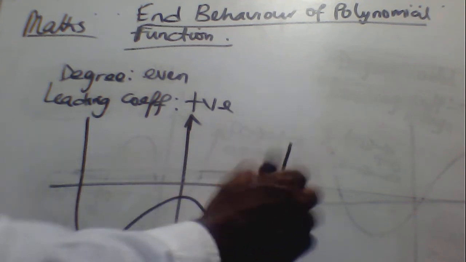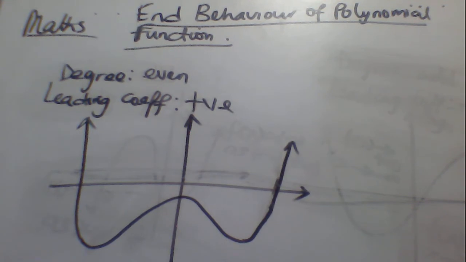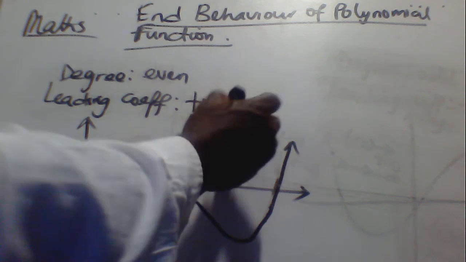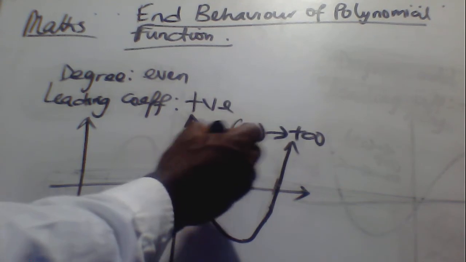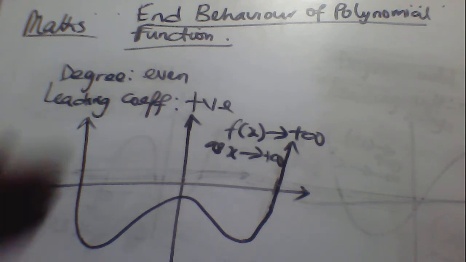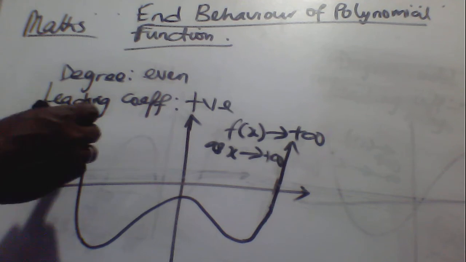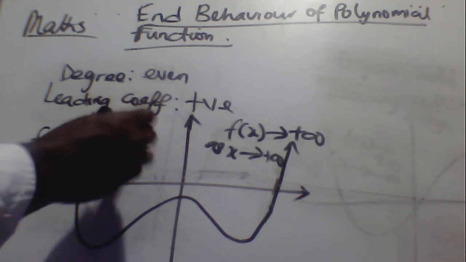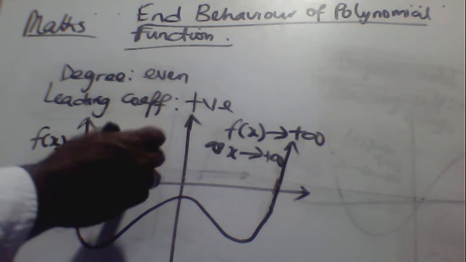You have to use a smooth curve to join it. So it will look like this when the degree is even and the leading coefficient is positive. At this part, the function will tend to positive infinity as x tends to positive infinity. And here the function will tend to positive infinity as x tends to negative infinity. This is the negative part of x, positive part of x.